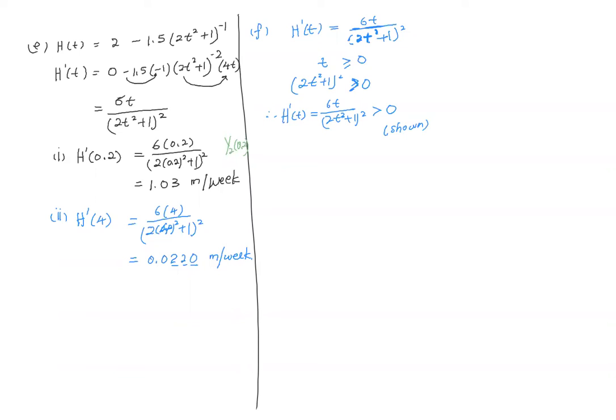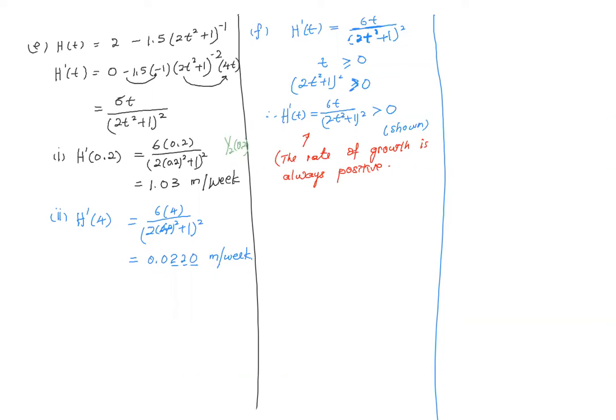Okay. So Shafiq, can you tell me what is the significance of this? If the rate of change is always positive, how do I interpret it? How do I put this in words? I put this in words as the rate of growth is always positive. So now I have that. What is the significance of this, Shafiq?